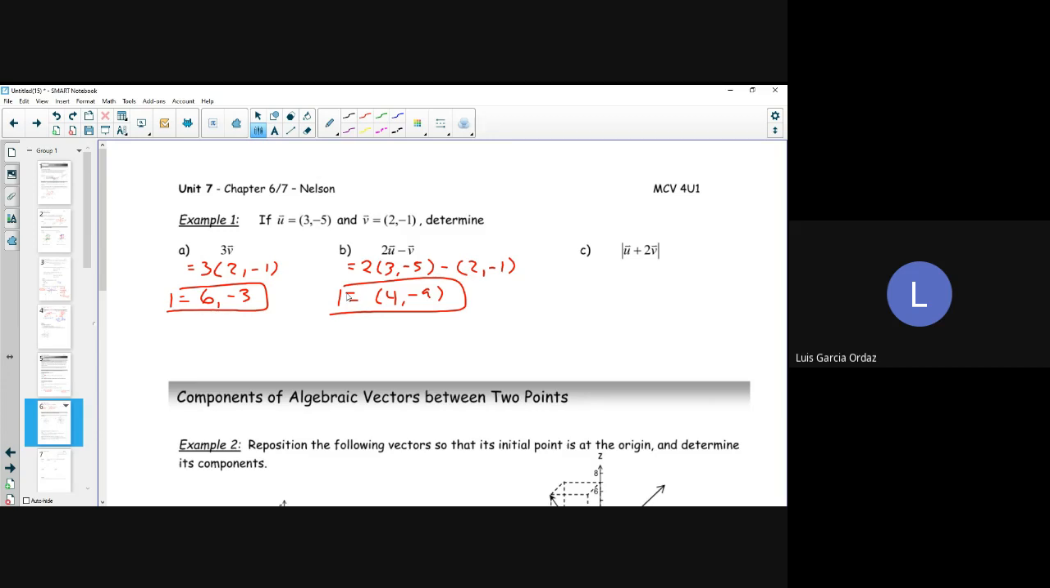Okay, perfect. And then the last one, I need to find the magnitude of vector u plus 2 times vector v. I'm going to take my magnitude, so I get vector u, which is (3, negative 5), plus 2 times (2, negative 1). And remember, guys, we have to find the magnitude of that. So my point becomes the magnitude of (7, negative 7). So who can tell me what the magnitude of u plus 2v gives me?